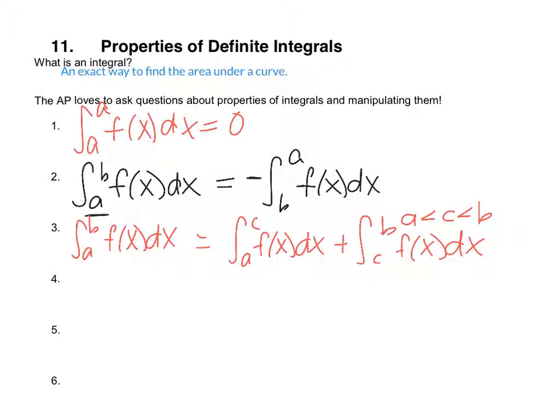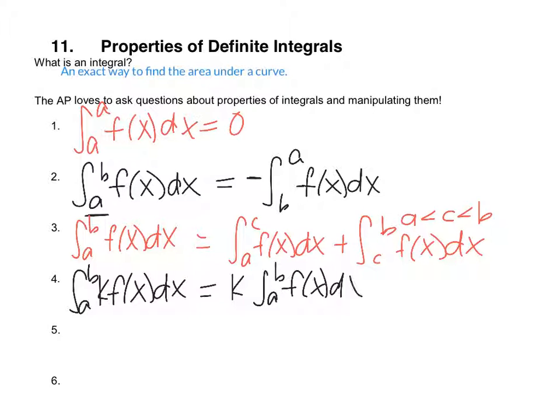Number 4 is the integral from a to b of k, where k is a constant, times f of x dx. If there's a constant in your integral, you can just pull it outside. So you have k times the integral from a to b of f of x dx. It just means you can pull the constant outside.